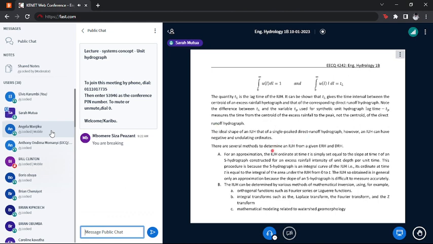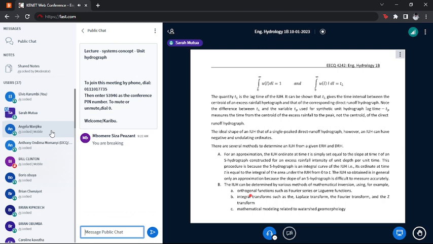We have a number of methods of determining the instantaneous unit hydrograph from given excess rainfall hydrographs and direct runoff hydrograph. One, for an estimation of the IUH coordinate at time t is simply set to equal to the slope at time t of an S hydrograph calculated for an excess rainfall intensity of unit depth per time. And then B, the instantaneous unit hydrograph can be determined by various methods of mathematical inversion.